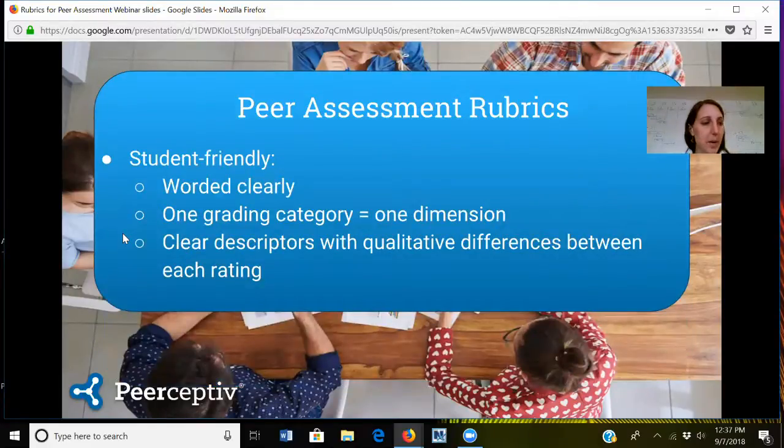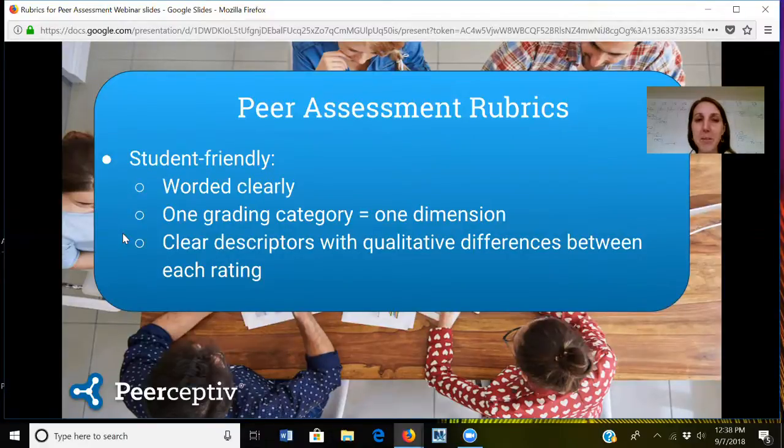They're also different because they need to be more student-friendly. They need to be worded clearly. You need to make sure that there's only one grading category per dimension. In other words, have one aspect of the assignment be graded with each qualitative comment and each rating prompt, and have clear descriptors with qualitative differences between each rating so that students know the difference between a 7 and a 6 or a 4 and a 3.